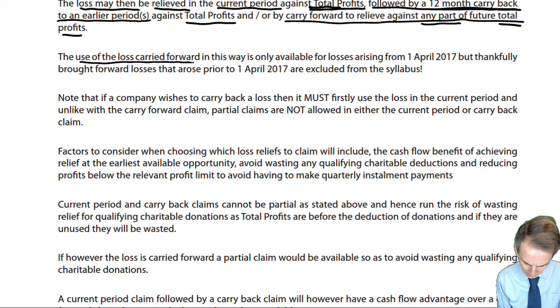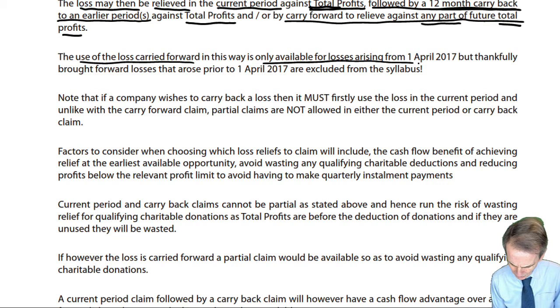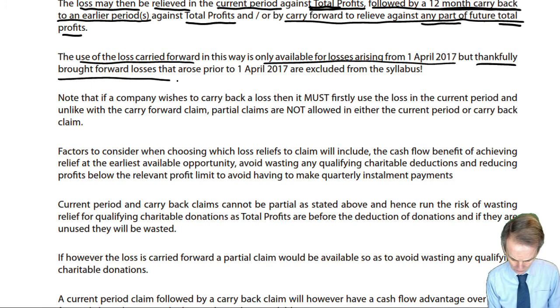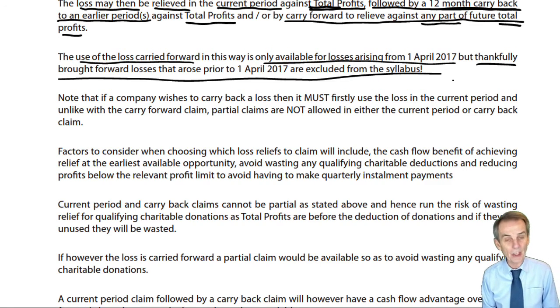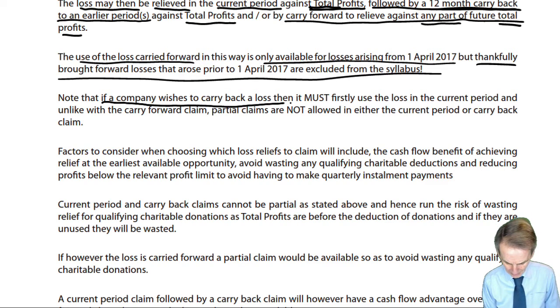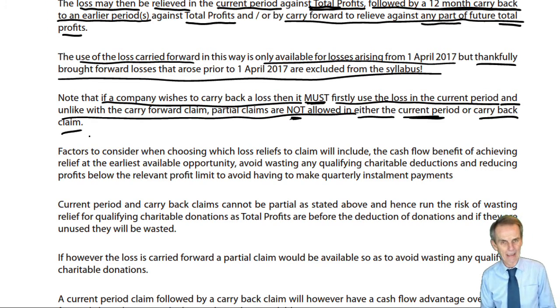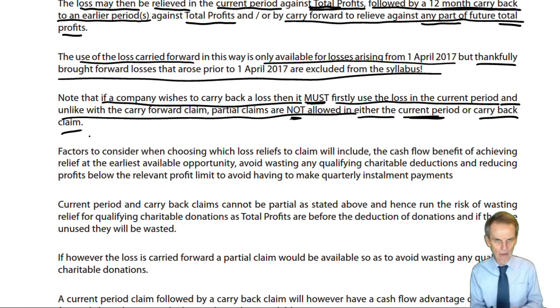The use of the loss carried forward in this way is only available for losses arising from the 1st of April 17. You're not going to worry about learning that date because, thankfully, brought forward losses that arose prior to April 17 are excluded from the syllabus. So the only losses that we will see will inevitably be those that have arisen since the 1st of April 17. Note, as we've said, that if a company wishes to carry back a loss, then it must firstly use the loss in the current period, and unlike with the carry forward claim, partial claims are not allowed in either the current period or the carryback claims. So again, absolutely vital to understand.